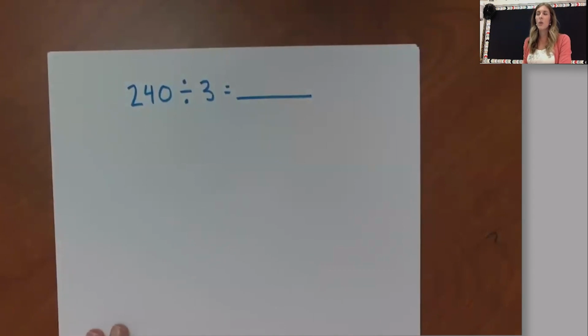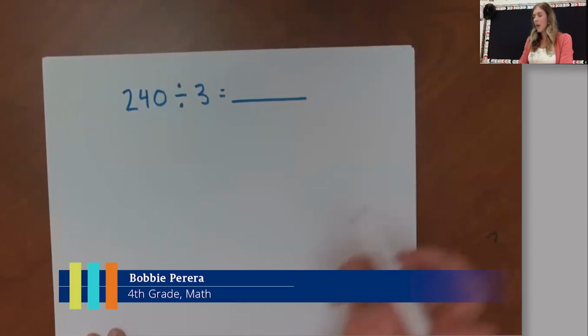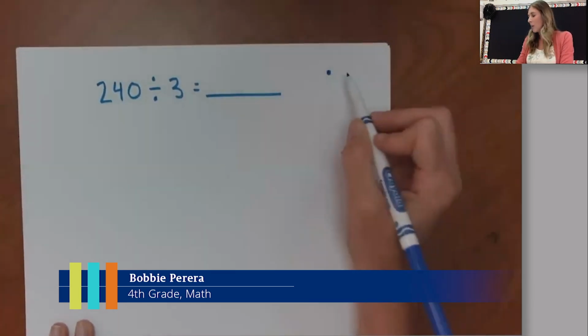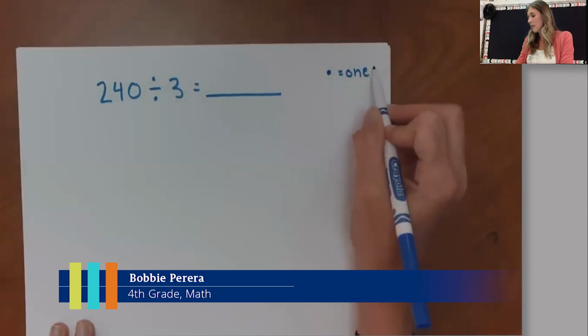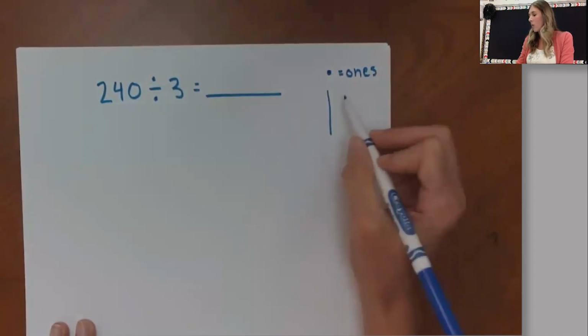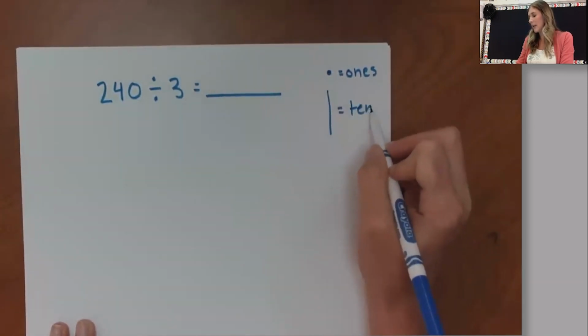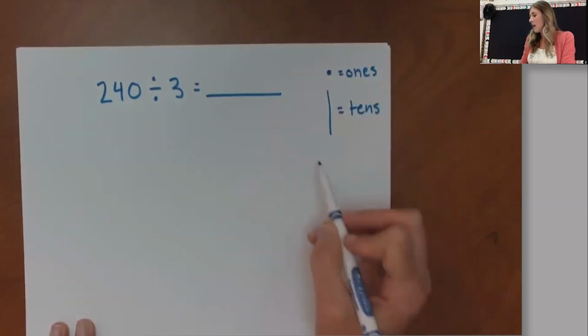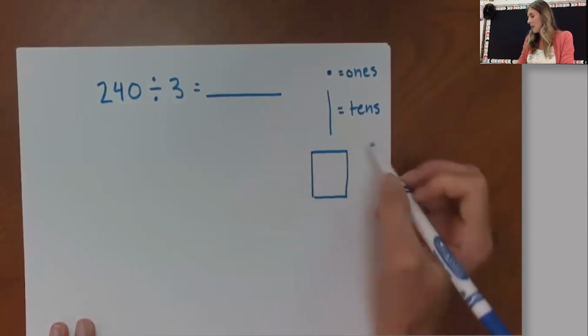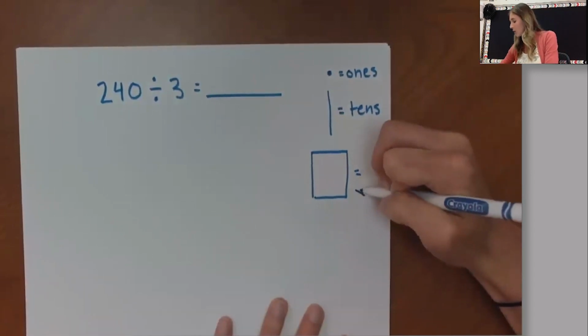For this strategy, we're going to use drawings of base 10 blocks to represent numbers. So let's practice how to draw base 10 blocks. Draw these with me. If you remember from our previous lessons, we know that a dot represents our ones. We know that a straight vertical line or a rod represents our tens. And we know that a square or a flat represents our hundreds.